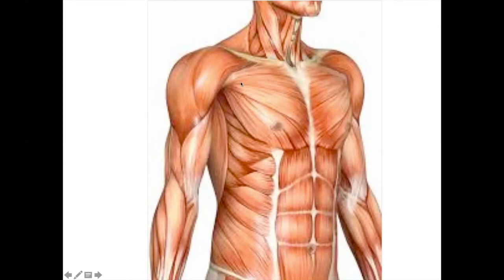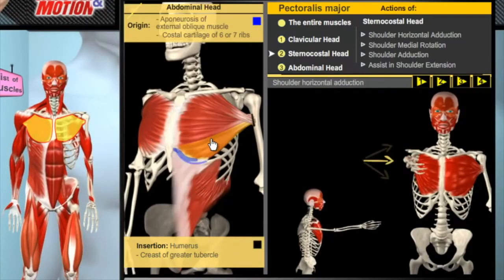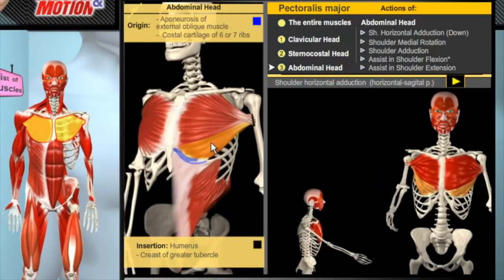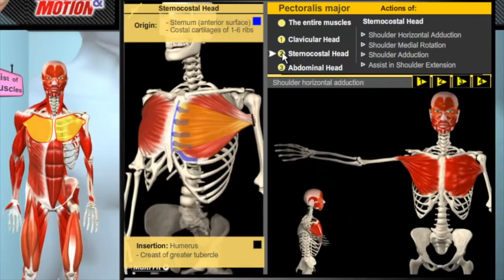Your pectoralis muscle, your chest muscles, are anchored at your sternum, the center of your chest, and reach out and attach to the top of your arm. So when this contracts, it's going to swing your arm in front of you. You can tell that from looking at any of the muscles.